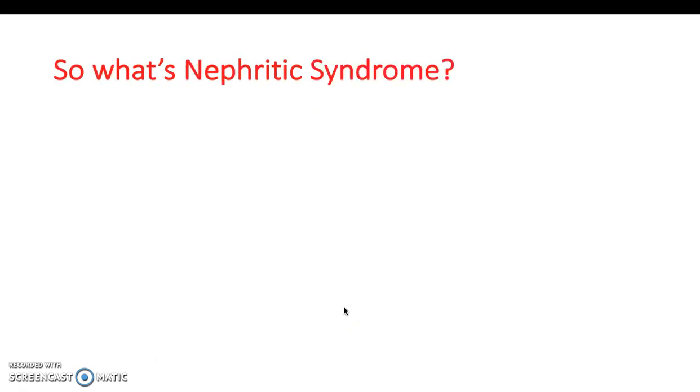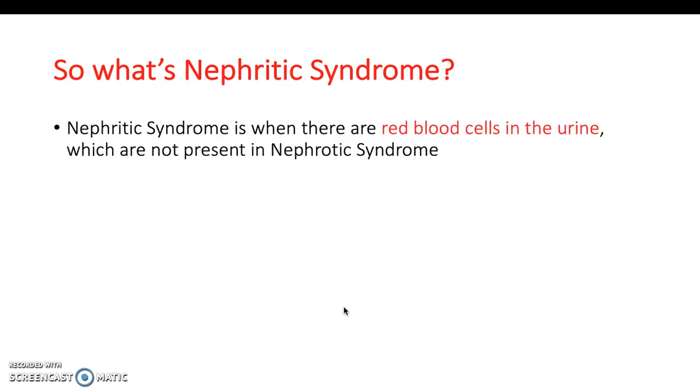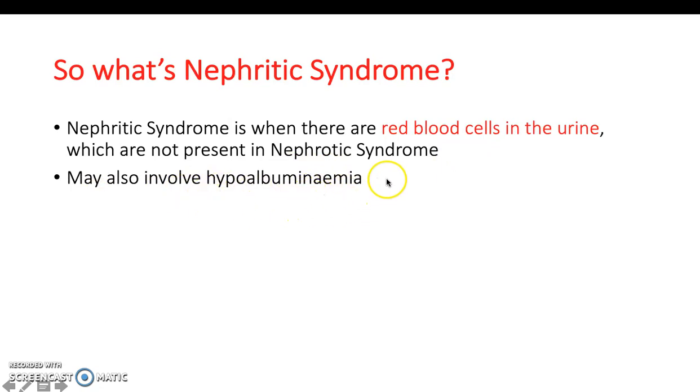So nephritic syndrome, this is slightly different but can be confused. Nephritic syndrome is when there are red blood cells in the urine, and these are not present in nephrotic syndrome. It may also involve hypoalbuminemia, which you see in nephrotic syndrome as well. But the main difference is that there are red blood cells in the urine in nephritic syndrome.